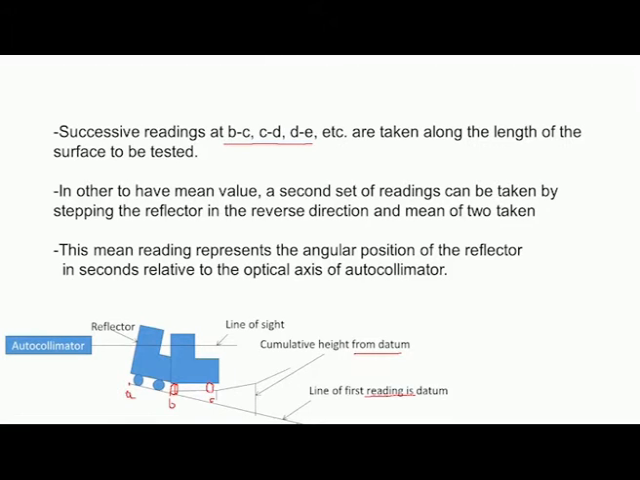In the forward direction we should take readings, and again in the reverse direction also we should take the readings, and then we can calculate the average, the mean values. This mean reading represents the angular position of the reflector in seconds relative to the optical axis of the autocollimator. This is the optical axis of the autocollimator, or line of sight.